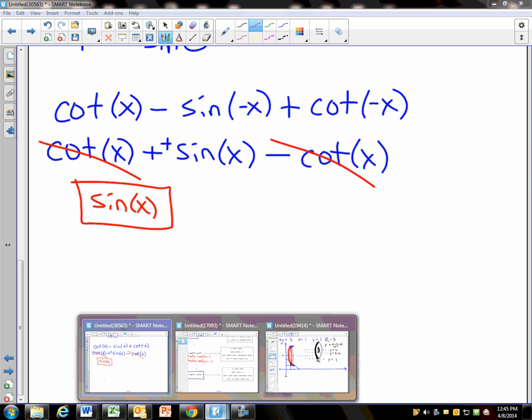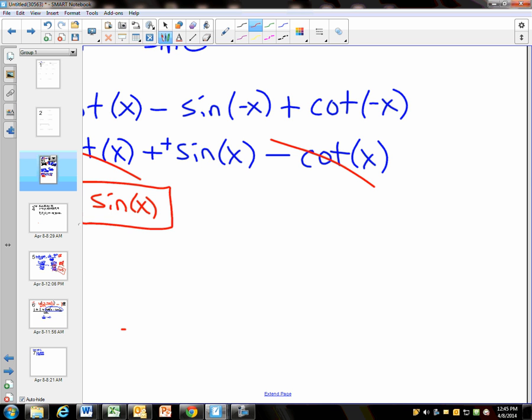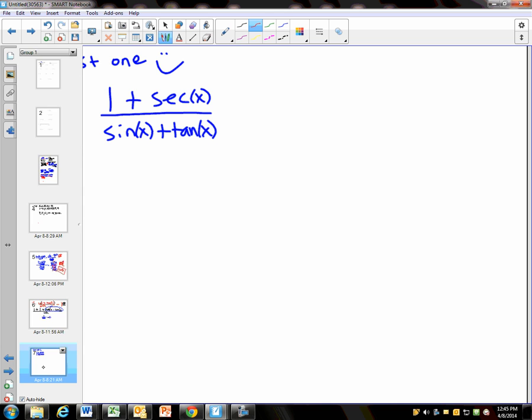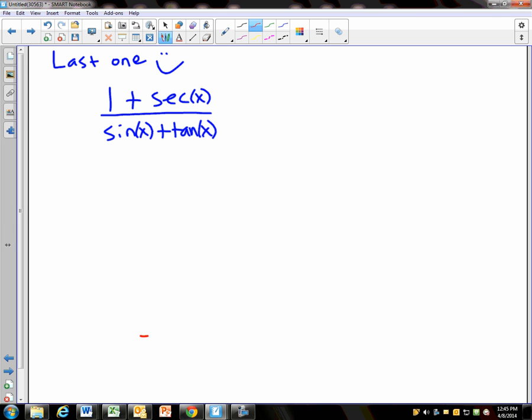All right, last problem. There you go. 1 plus secant over sine of x plus tangent of x. You're going to want to find a space where you've got a decent amount of room. So whether you do it on a back page or anywhere, we need to find some room for this one, okay?